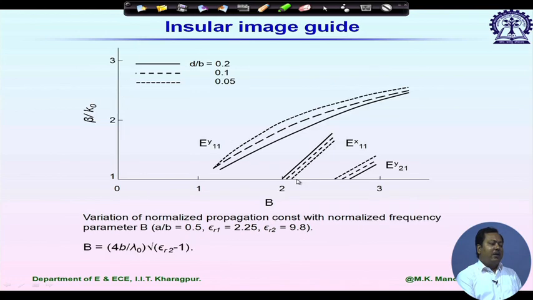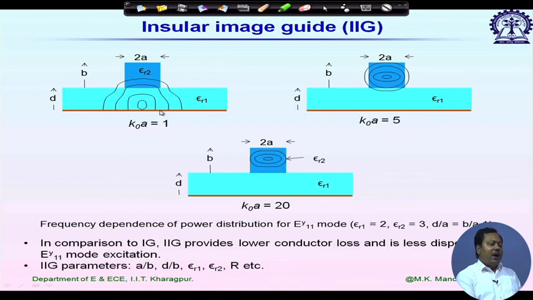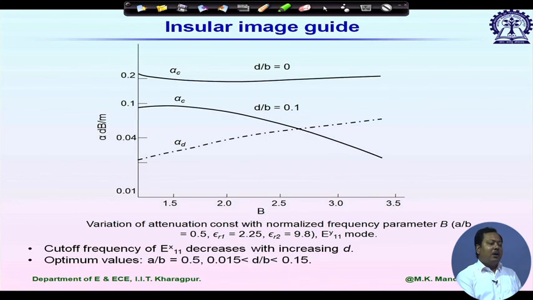Why? Let us go back to the power contour plot. At low frequency some of the power is near the conductor, so we expect higher conductor loss, but as I increase frequency almost all of the electromagnetic wave propagation is through the dielectric channel, this top one. So conductor loss will decrease, but dielectric loss will increase. If we can choose a dielectric layer with minimum tan delta value, we can decrease the overall loss. This top curve represents d by b equal to 0, that is nothing but the image guide where we do not have any epsilon r1.